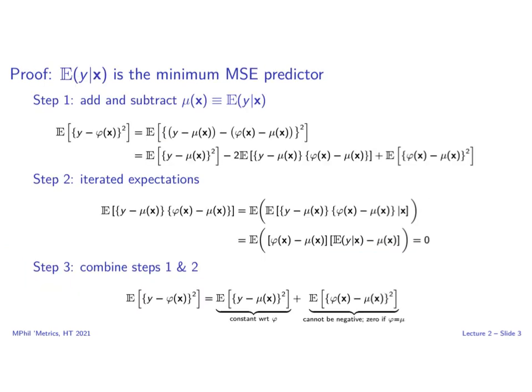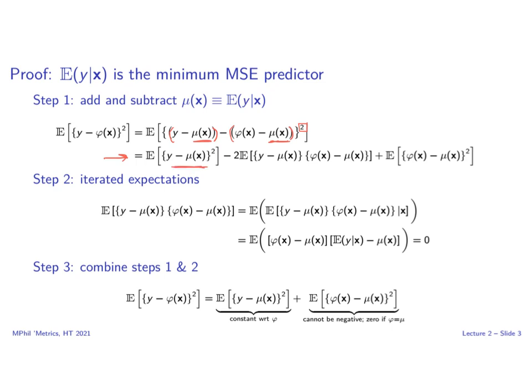Now we'll prove that the conditional mean of y given x is the minimum mean squared error predictor of y using x. We'll do this in 3 steps. In the first step, we'll use the oldest trick in the book. If you want to make a certain quantity appear in an expression, simply add it and subtract it. Here we'll add and subtract mu of x. When we do so, and we regroup terms as follows, expanding the quadratic inside the expectation gives us 3 terms.